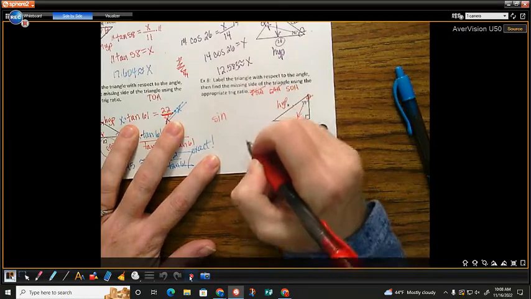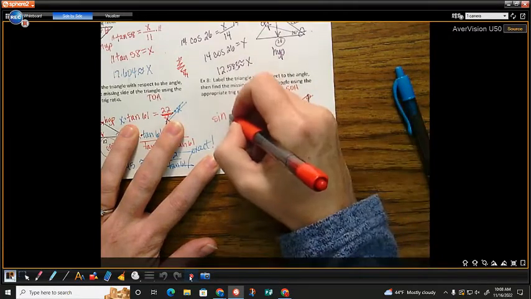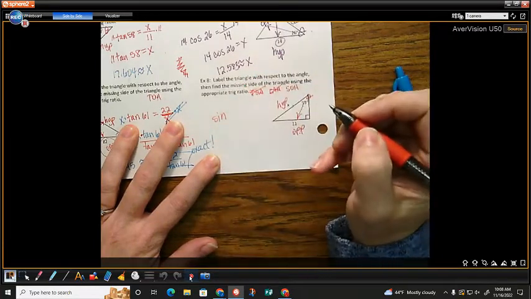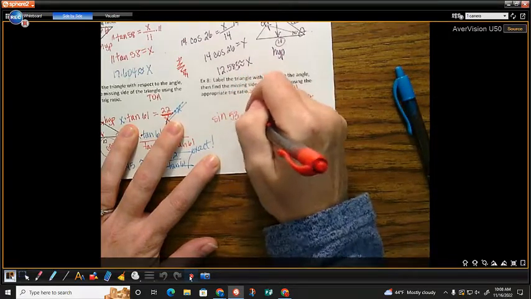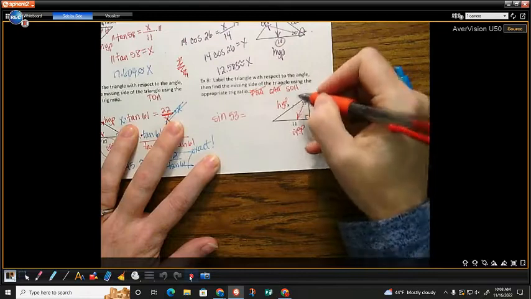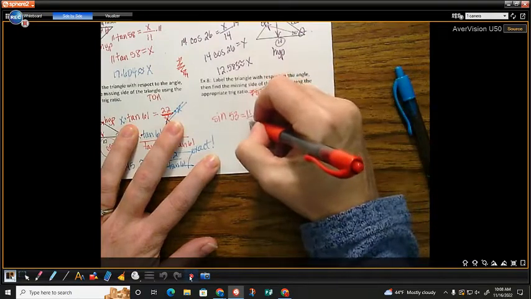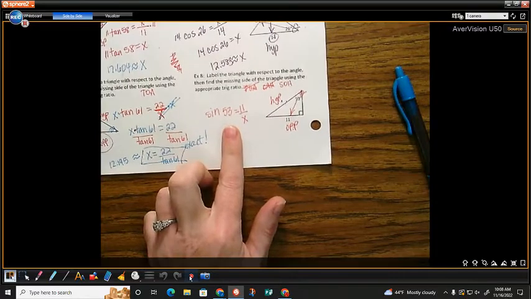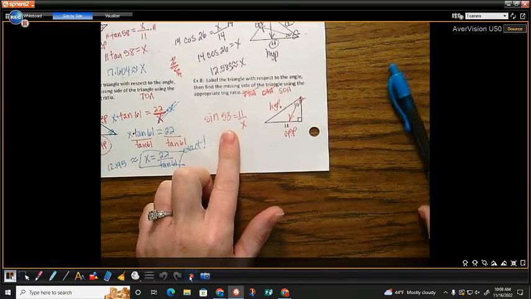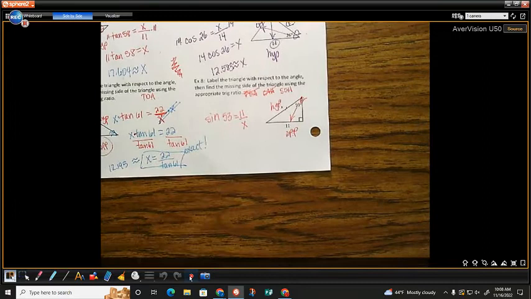Sine of what? The 53-degree angle there. And the sine is opposite over hypotenuse, so you should have started off setting up this equation. And x is on the bottom. We don't want x on the bottom, so how do we kick it out of there?